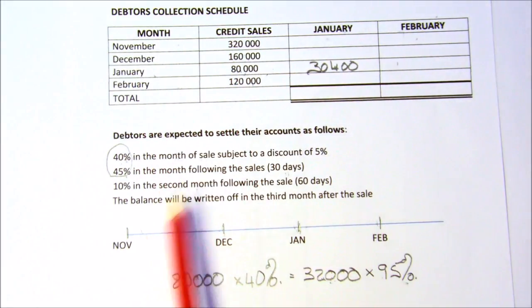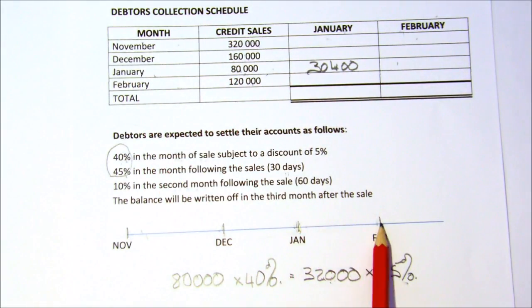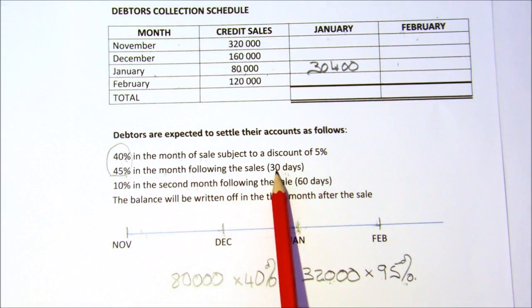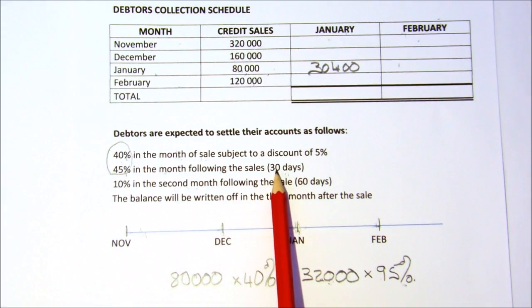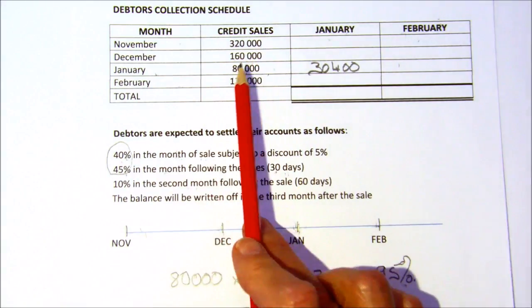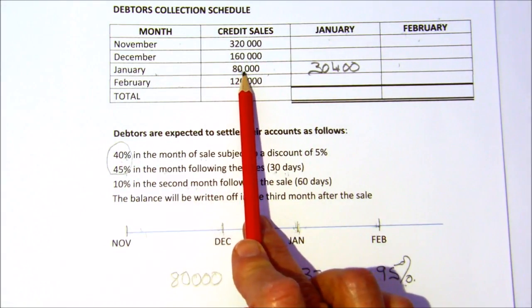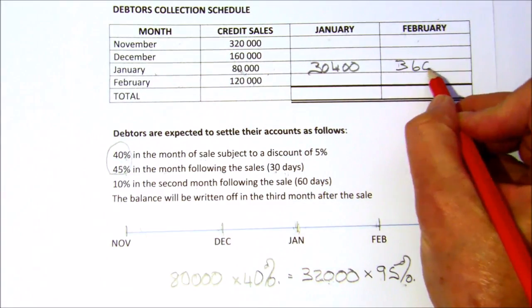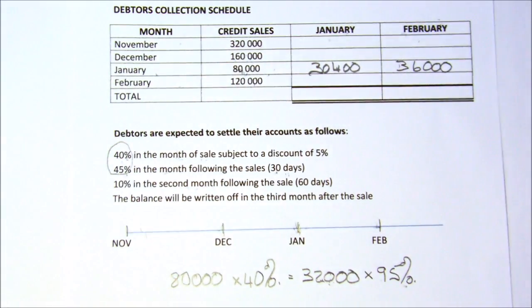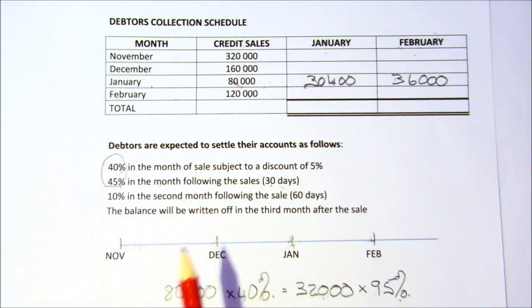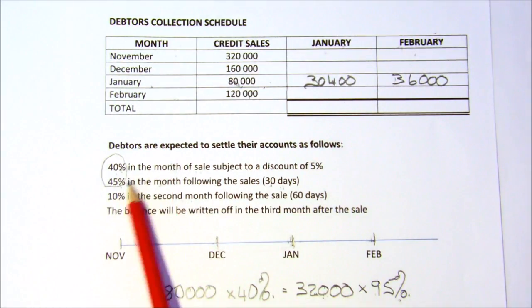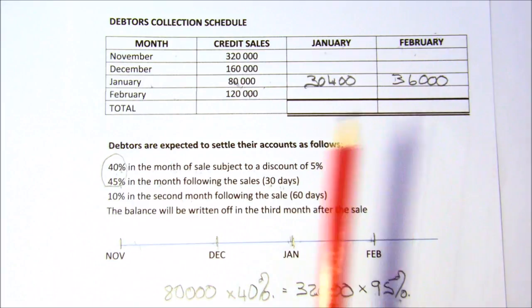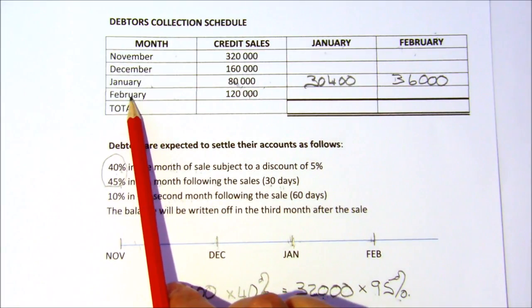January to February, here it is, January to February will be 1 month later. So 1 month later is 45%. So 45% always back on your 80,000. So 45% here will be 36,000. Right, now the only reason why I started with January is because I wanted to revise this, and because we're dealing with January and February. You could start anywhere.